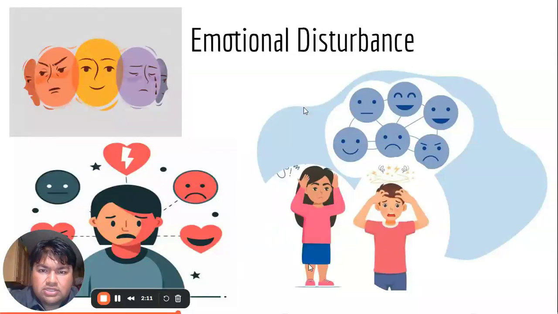Next, you have emotional disturbance. Emotional disturbance is characterized by long-term behavioral or emotional issues. Academically, students may have inconsistent performance. Socially, they may struggle with relationships and exhibit anxiety or depression. Communication might be limited or used mainly to express emotional distress.